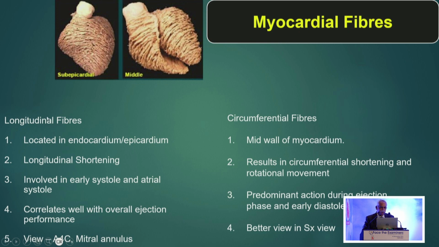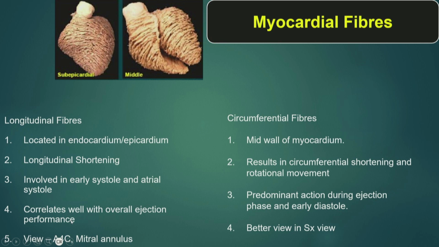And you have to know something about the myocardial fiber orientation also to understand what I am going to tell about the other ones. See, there are circular fibers and the longitudinal fibers which are situated in the left ventricle. The longitudinal fibers are situated in the epicardium and the endocardium. They contract longitudinally. The contraction is involved in early systole and atrial systole. Usually it correlates very well with the overall ejection fraction.